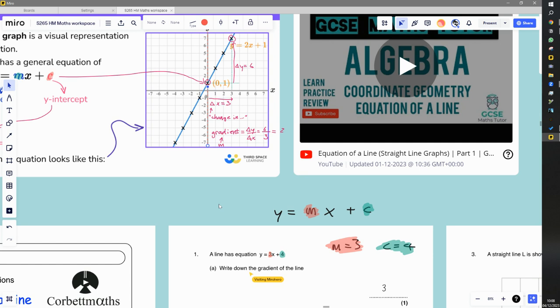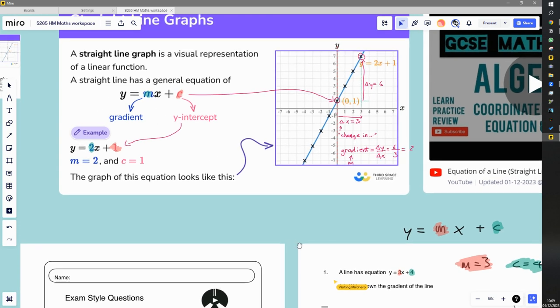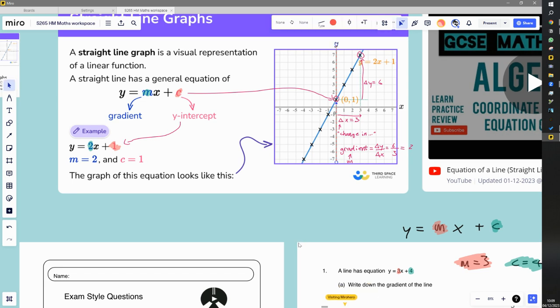What is the m value? What is the number of multiples of x? That is what we call the gradient, and it's labeled here. At a simple level, we can say that the gradient is how steep the line is. So if it has a high gradient, this line is steep.